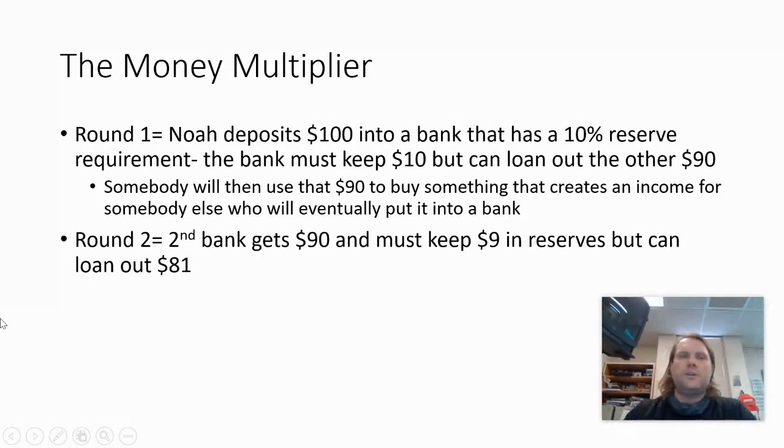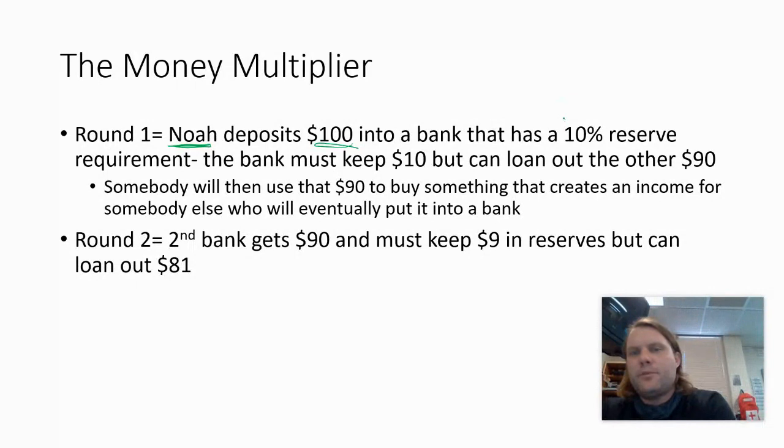Okay, so here's what we're going to try to eventually show with our money multiplier. To start things off, we have this person named Noah, right? And he deposits $100 into a bank. Keep our numbers easy. We've got a 10% reserve requirement.